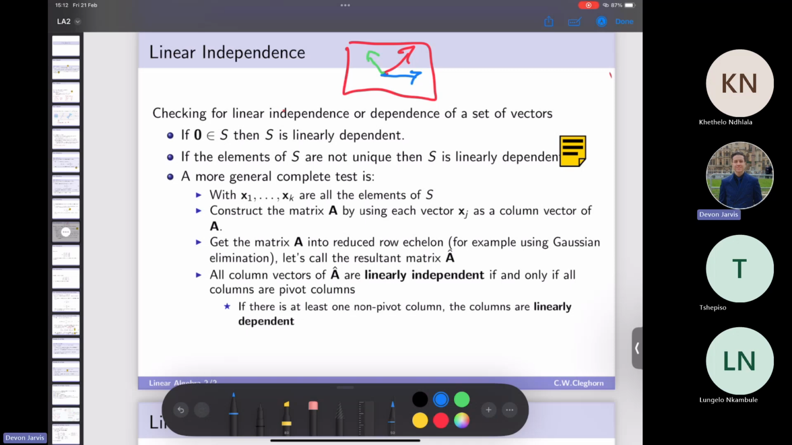I have too many arrows sitting in a 2D space to have them be independent from each other. That's the only thing that we're talking about here, okay? That's the only reason why having more columns than rows makes it linearly dependent, okay?